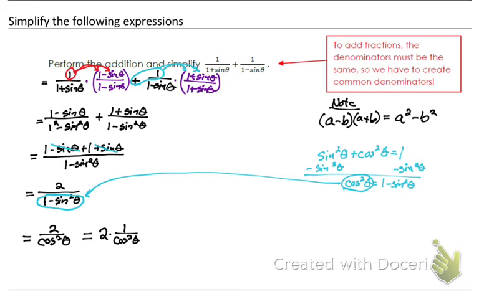Does 1 over cosine equal anything? Secant. It equals secant. So if I have 1 over cosine squared, that's going to be the exact same thing as 2 times secant squared theta. And that is now fully simplified.